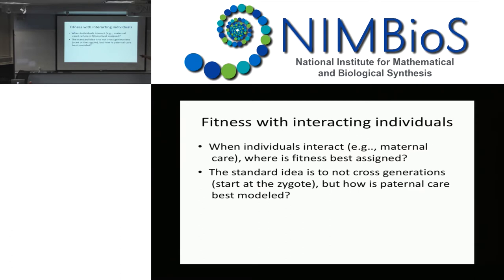The standard idea is not to cross generations. That is, your fitness simply depends upon you. Hardcore people would argue that my fitness as a mother depends upon how many offspring I leave, not how many offspring survive. But others will counter, well, offspring survival, in some sense, is a function of the mother, not just genes, but how she cares for the offspring. So where do you assign that fitness?